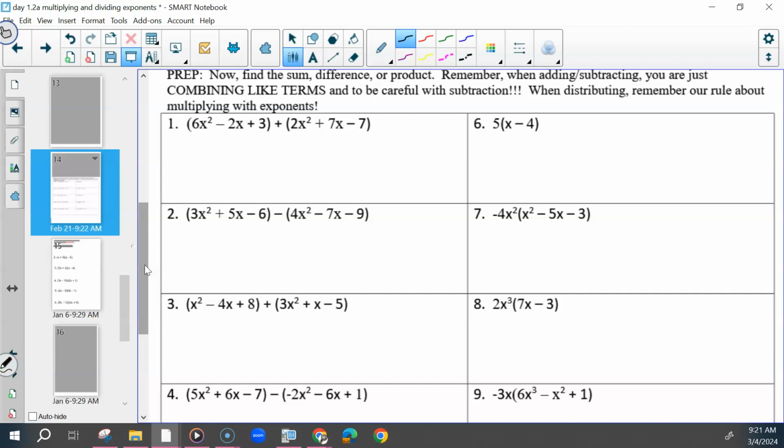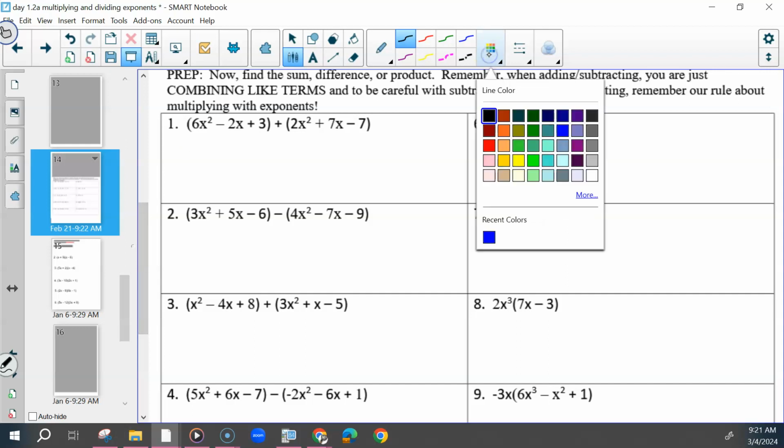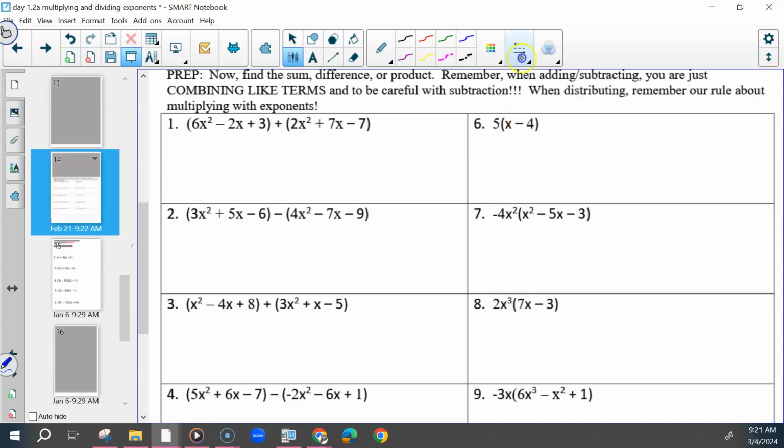For your polynomial operations, we'll start on just the left side first. Your adding and subtracting is really just combining like terms, where your exponents are not being changed because we're not multiplying, dividing, or raising powers to another power. So in number 1, if you want to take it out of the parentheses, you can, you don't have to, but we're just adding like terms.